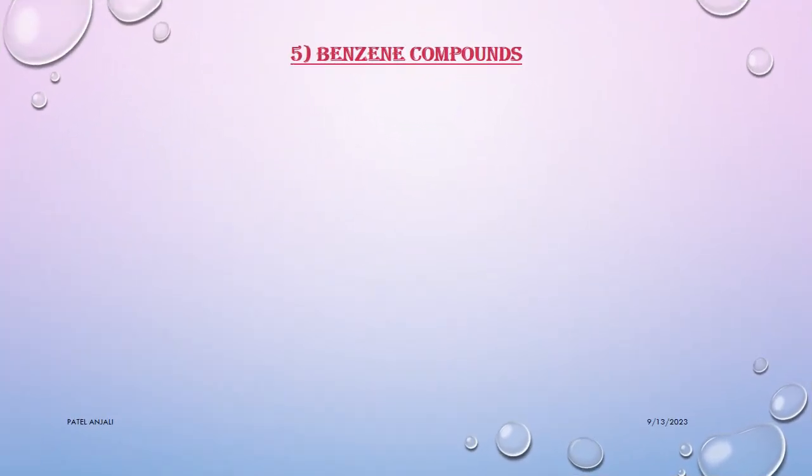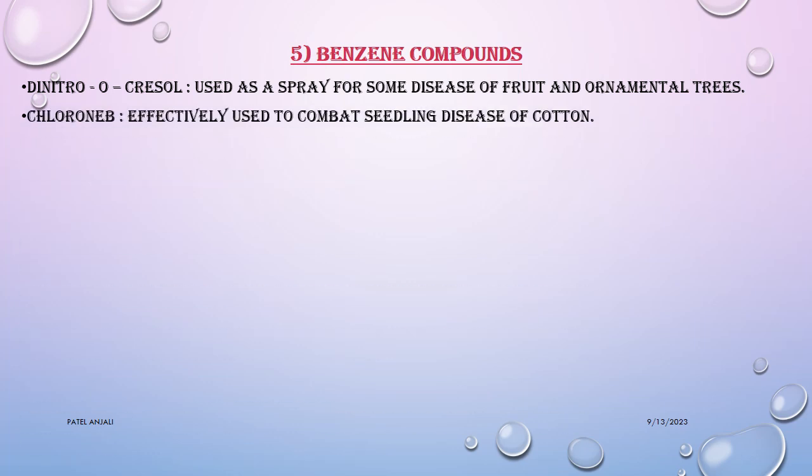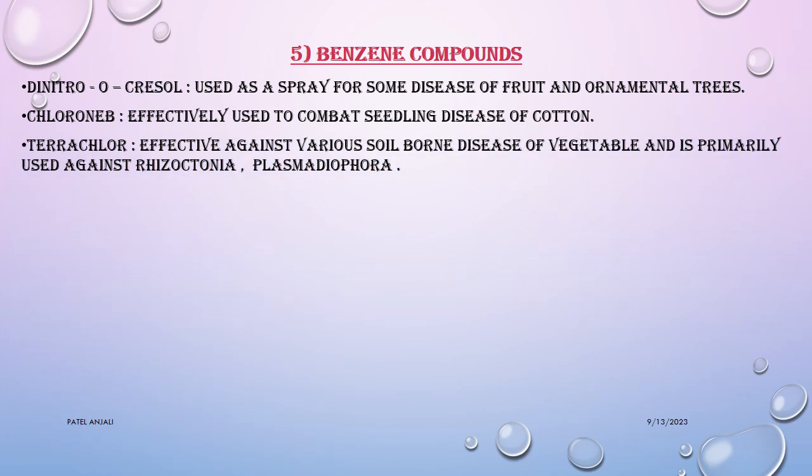Benzene compounds: dinitrocresol is used as a spray for some diseases of fruits and ornamental trees. Chloroneb is effectively used to combat seedling disease of cotton. Terrachlor is effective against various soil-borne diseases of vegetables and is primarily used against Rhizoctonia and Plasmodiophora.